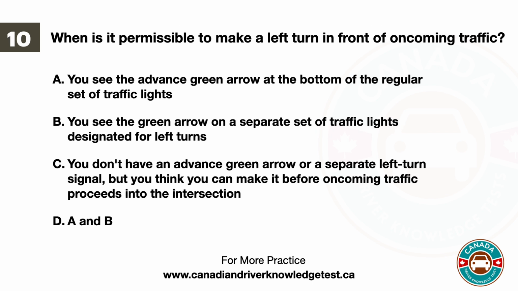Question 10. When is it permissible to make a left turn in front of oncoming traffic? A. You see the advance green arrow at the bottom of the regular set of traffic lights. B. You see the green arrow on a separate set of traffic lights designated for left turns. C. You don't have an advance green arrow or a separate left turn signal, but you think you can make it before oncoming traffic proceeds into the intersection. D. A and B. The answer is D. A and B.